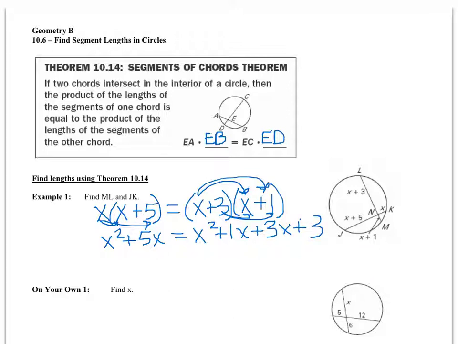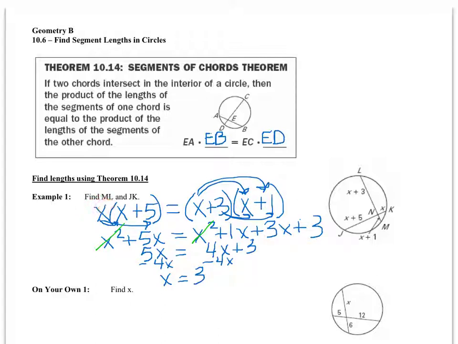So let's now do a little bit of simplifying. I know these x squareds will cancel each other out. And then if I just combine my like terms here, I'm going to have 5x equals 4x plus 3. Subtract 4x from both sides, and x equals 3.